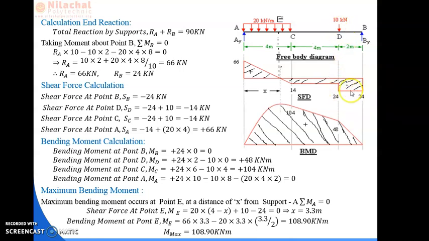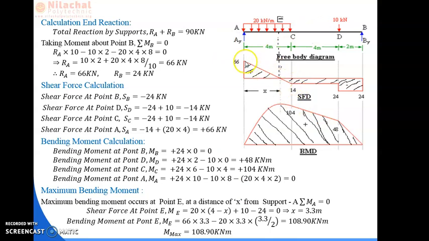Then after that there is a positive 10 kilonewton, hence the value will be decreasing, and that will be up to minus 14. Again from C to D there is no load, so whatever load is applied at D will be carried to the C point. So D to C will be constant, that will be minus 14 kilonewton. At C point there is a UDL, so suddenly at point C there will be an inclined line.